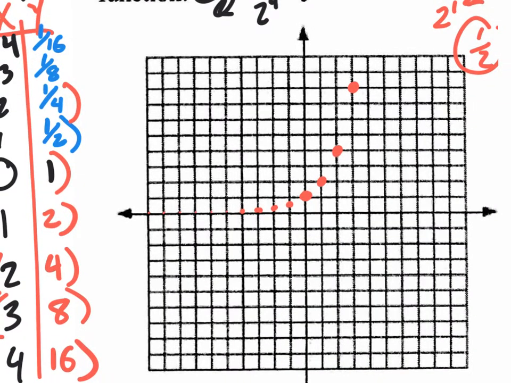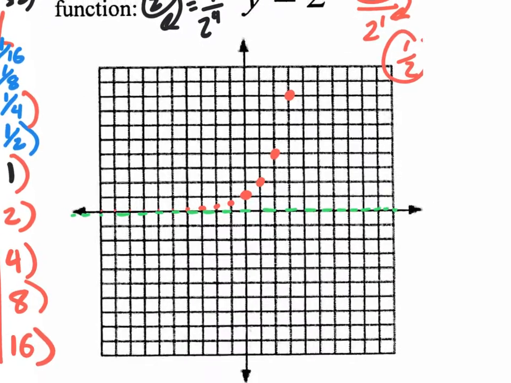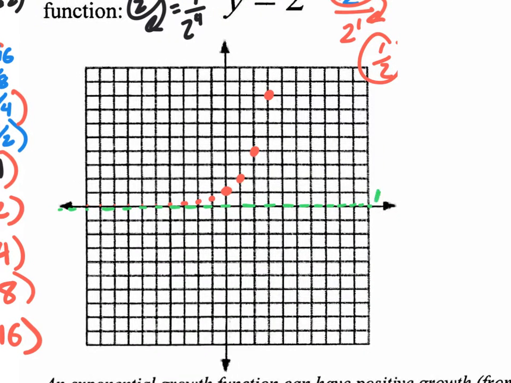Let me demonstrate what we call an asymptote. By the way, the x-axis in this case, this is called an asymptote. So let me actually jot that down for you. Asymptote.